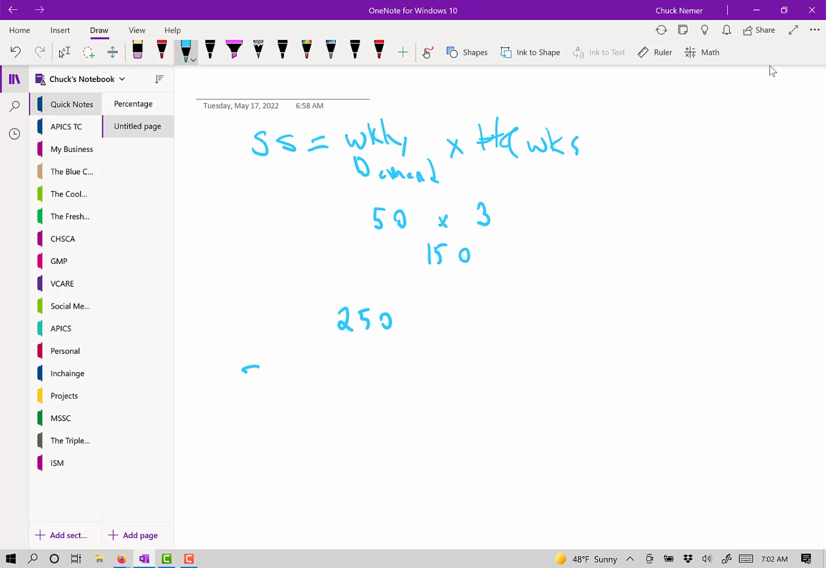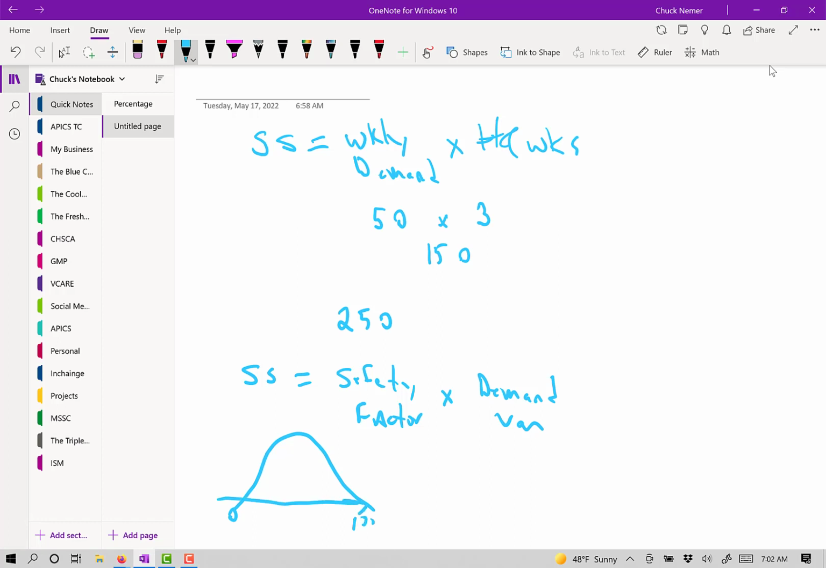The third way, mathematically, looks like this. Safety stock is equal to a safety factor, and I'll show you that, multiplied by demand variation. So the safety factor we'll get from a table, which is essentially saying of the normal distribution from 0 to 100%, what percentage of the possibilities do you want to cover? So let's say we want to cover 95% of the possibilities, multiplied by the demand variation, which in our example, we'll use mean absolute deviation.